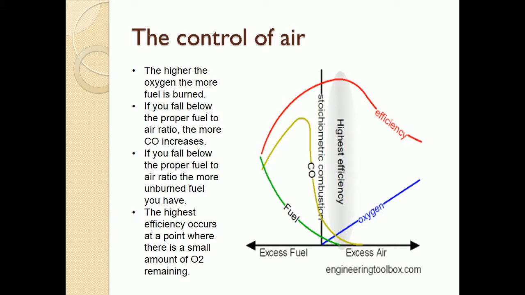The highest efficiency occurs at a point where there is a small amount of O2 remaining. If you have too much air, you lose efficiency in the combustion process. So the air must be maintained with about 3% oxygen remaining in the flue gas after combustion.